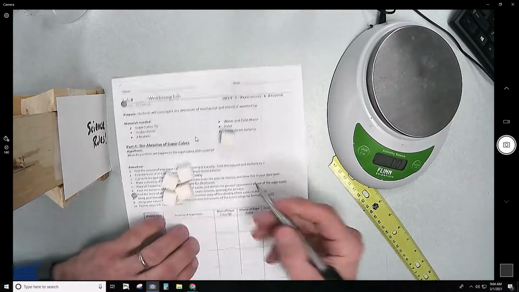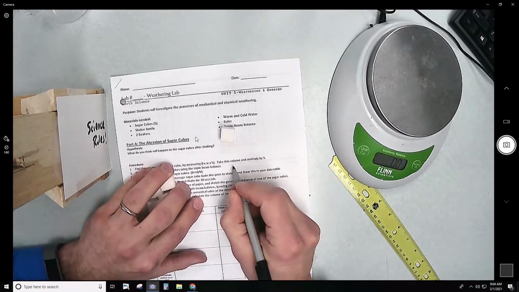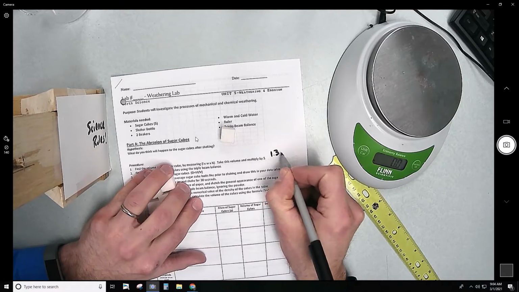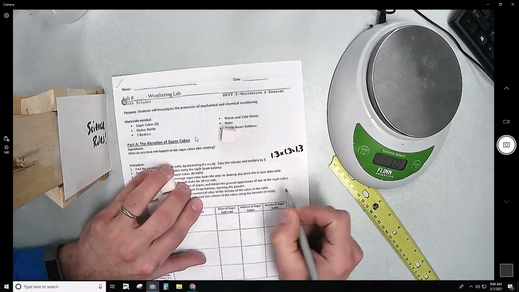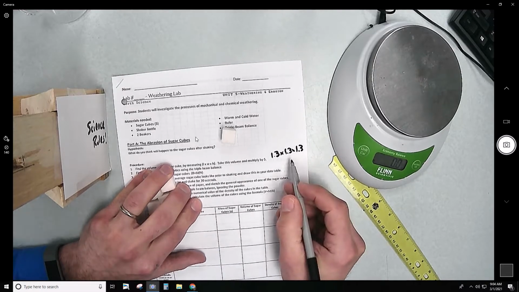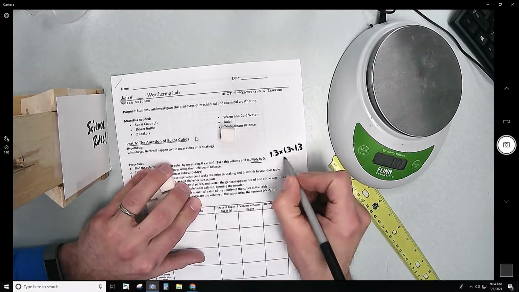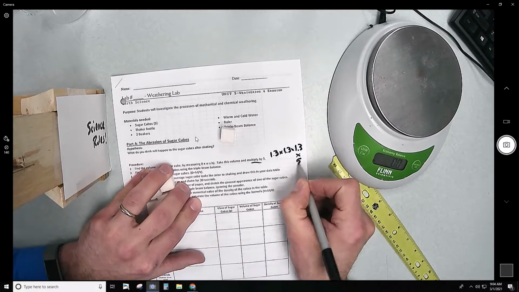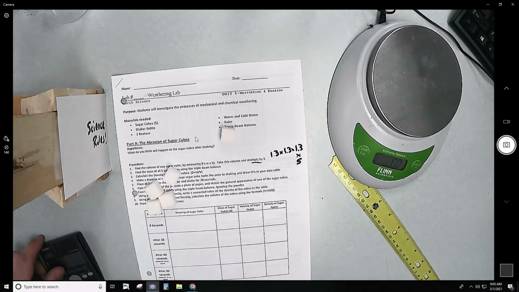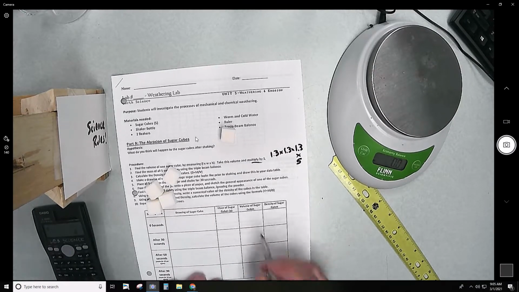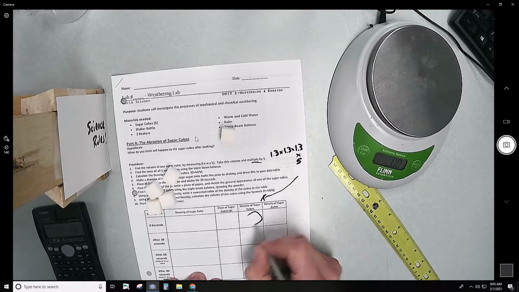And so what you're going to write down here, I'm just going to write it off the side here. Length, width, and height. You can see step 1, 1.3 times 1.3 times 1.3. Okay. And if all of the cubes are the same, we can multiply that by 5, as it says right there, and that will give us the volume. So all you're going to do is use a calculator, multiply all those numbers, and that volume is going to go right over here in the table in this first box.